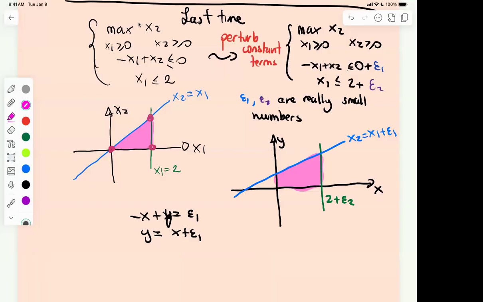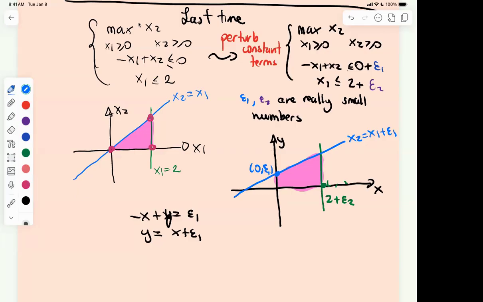And so in the perturbed system, the region which was originally a triangle becomes this quadrilateral type thing. The way to think about it is almost like an animation, where this is the point 0, epsilon 1, and this is the point 2 plus epsilon 2. That point also doesn't really matter. The only one that matters is the blue one, because that's where the issue was occurring.